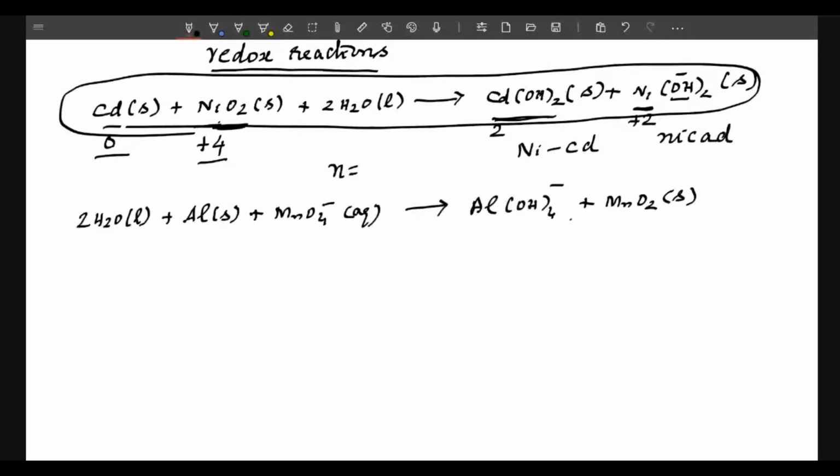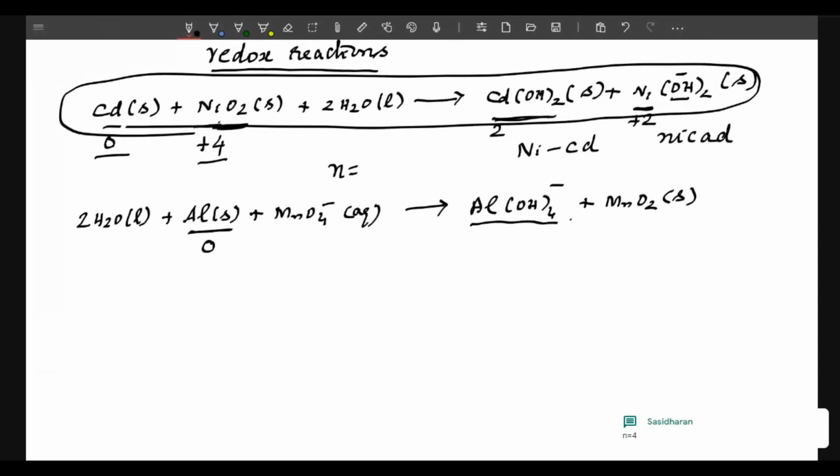Which species is undergoing oxidation? Which species is undergoing reduction? What is the change in the oxidation state? How many electrons are involved in the redox process? We can take only one thing that is sufficient to tell how many electrons are involved in this process. If in the solid one element is present, that element has zero oxidation state, immediately come to the product side. Al(OH)4 minus is there.